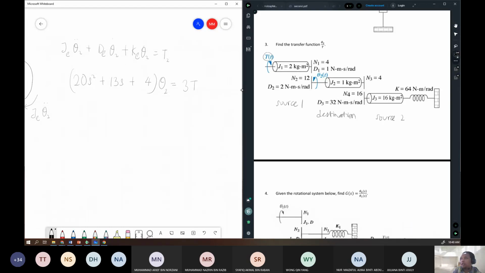And then rearrange to get theta 2 over T. So your theta 2 over T is this transfer function.